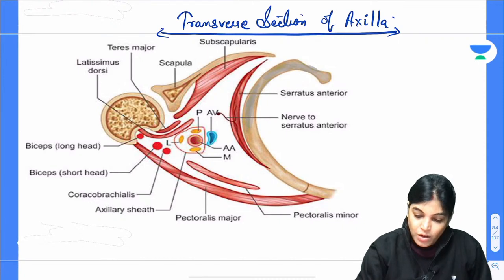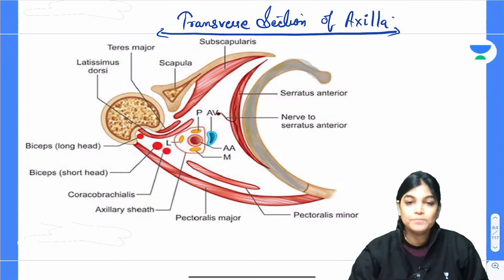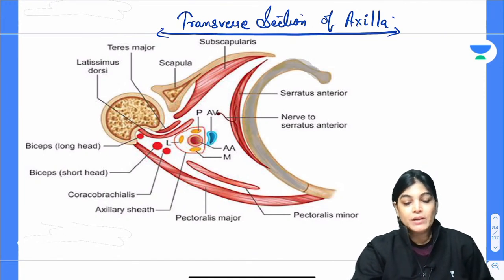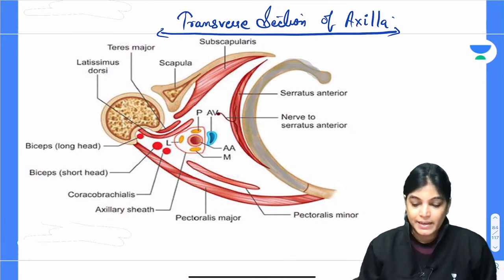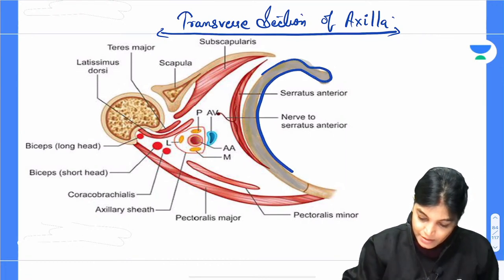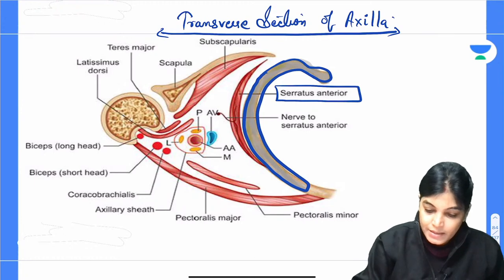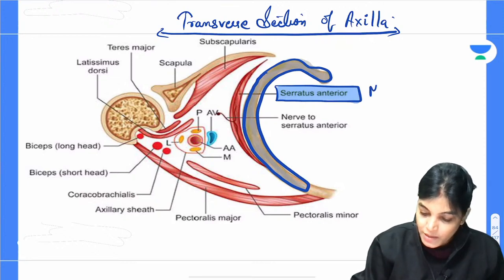So in the medial aspect, we have the ribs, and the ribs are covered by the serratus anterior muscle. Here the serratus anterior muscle has been shown, and it is forming the medial border. To be more specific, the axilla is formed by the upper 4 and 5 intercostal spaces, and these are covered by the serratus anterior muscle. So this rib is covered by which muscle? Serratus anterior muscle. So this serratus anterior muscle is forming which boundary, my dear aspirants? This is forming the medial boundary.